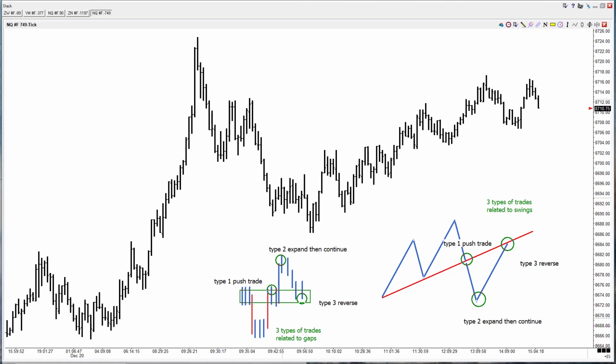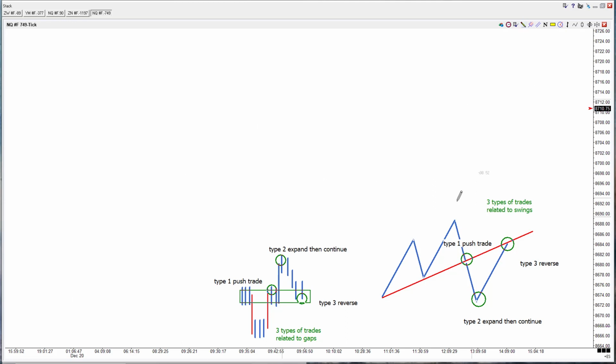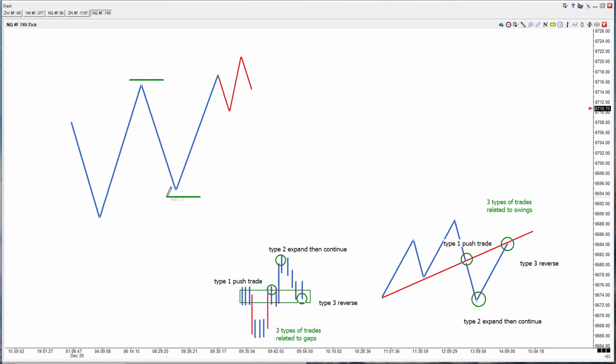This is a framework. It's a way of seeing things once you understand how to mark gaps and how to mark swings. But what I want to get across is not a mechanical thing, but I want you to get an understanding, right? We have type 1, push trade. So let's say, for instance, the market is rolling like this, and if you've been reviewing some of the lessons on the blogs about swings, you'll see we have a major swing and we have minor swings.